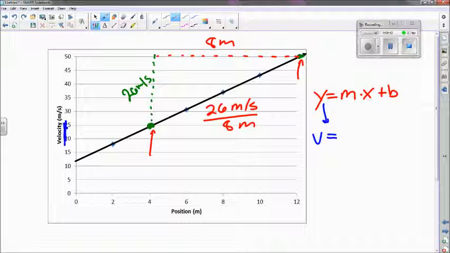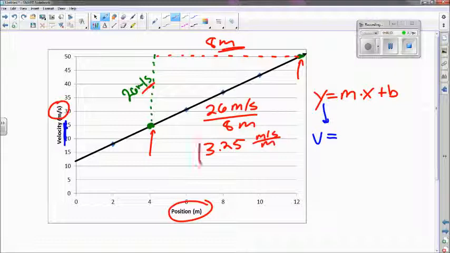So if we actually look at the change here in meters per second, because that's what's being measured on the vertical axis, and we look at the change here in meters, because that's what's being measured on the horizontal axis, when we divide this, and we take 26 divided by 8, which would be 3.25, the units have to come along with. We get meters per second divided by meters. That is the actual slope, and that goes into our equation. So we can put that in for m over here.